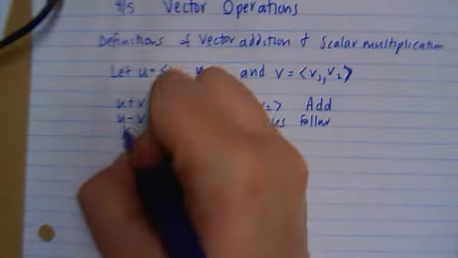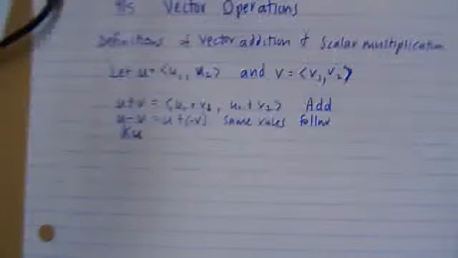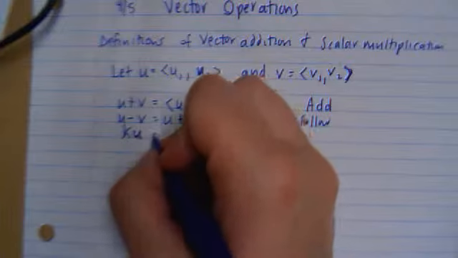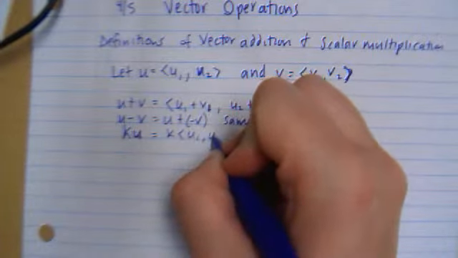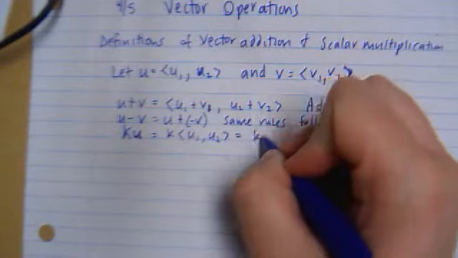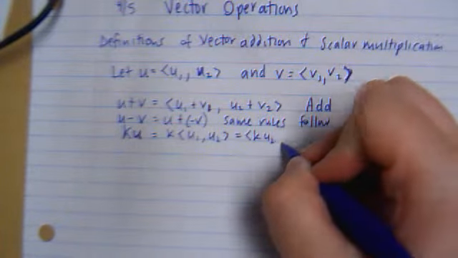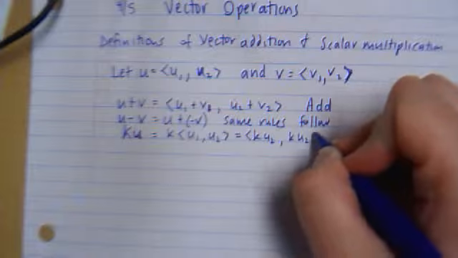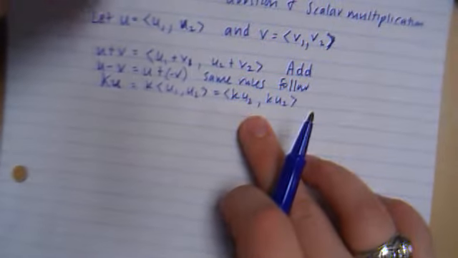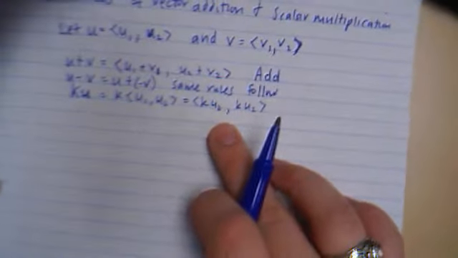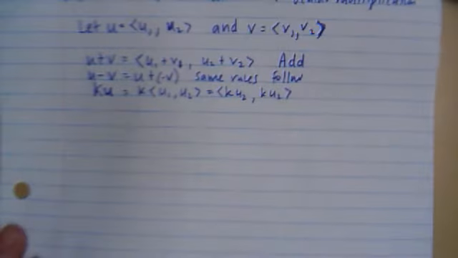Okay, then if I take my vector and I multiply it by a constant, so that k is a constant, I take that number and multiply it by each piece and get a new vector that's being scaled. So this is your scalar multiplication. It's being scaled by whatever that k is. So if it's being multiplied by 2, it's being doubled in length.